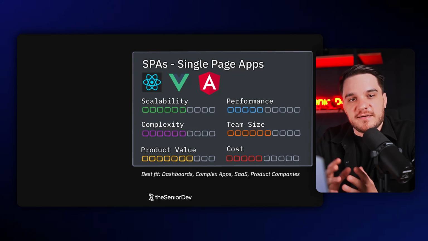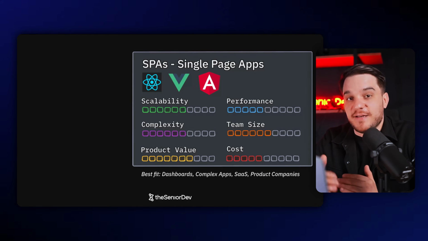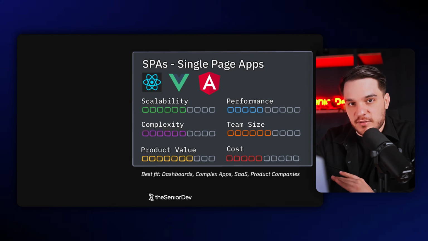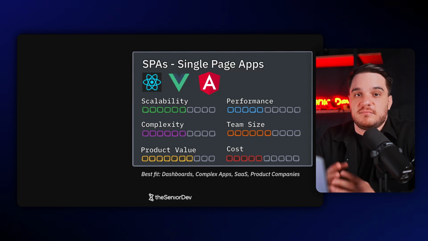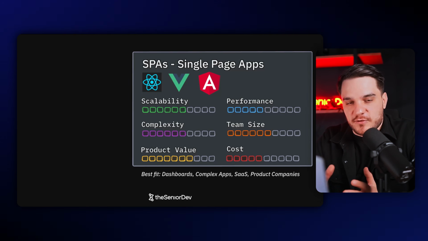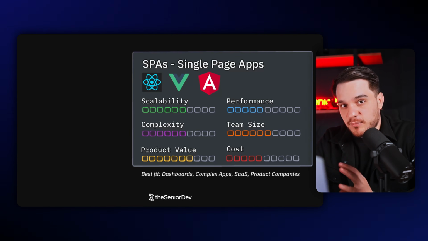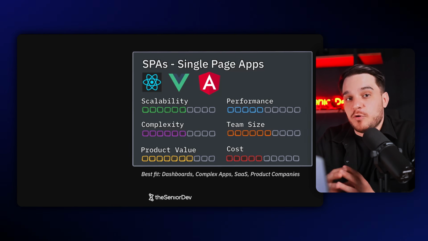Now, SPAs are great and they definitely scale a lot better. They have better performance, especially when it comes to interactivity. They're very fast because you don't need to navigate to a new page. The complexity is higher because all of a sudden you need a front-end engineer. So basically when SPAs were born, the front-end engineer was born. Because again, we're offloading all that, we're moving all that logic to the front end. You can have a bigger team and a lot more product value.